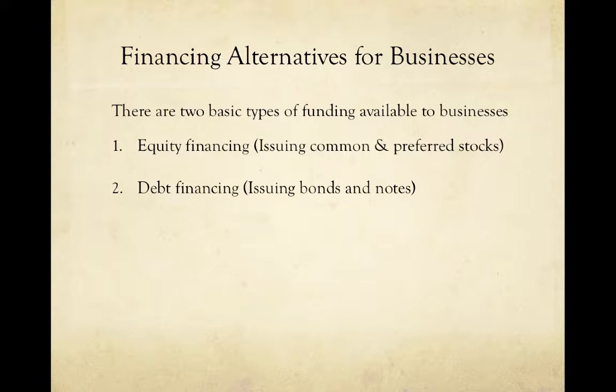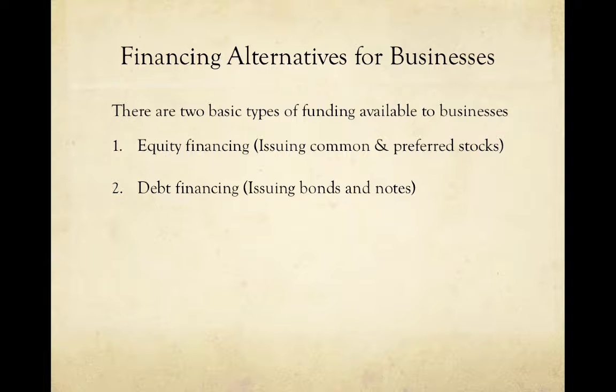Now there are two basic types of funding available for businesses to finance themselves. You have equity financing and debt financing. Equity financing is when a corporation issues common or preferred stock, or if it's a non-corporate entity, the owners invest their own personal assets or personal cash into the business.